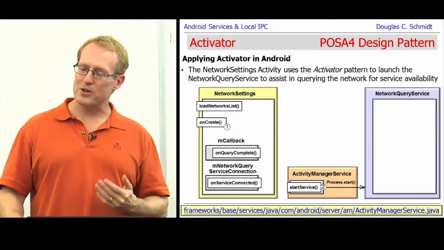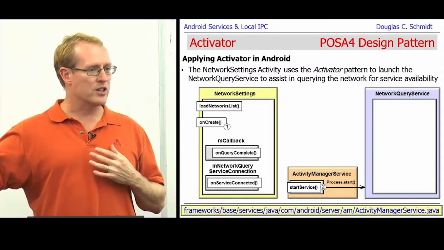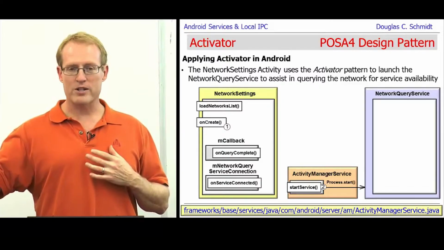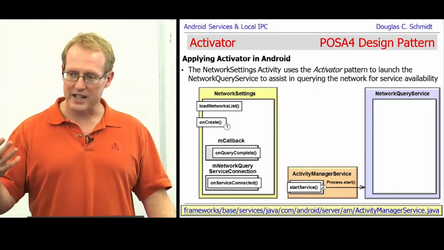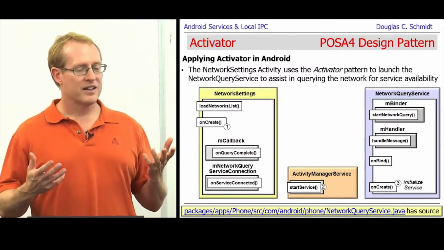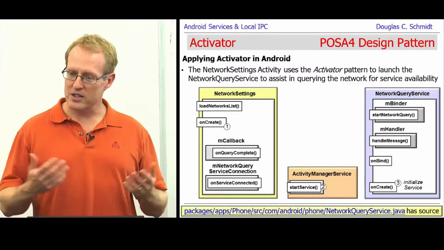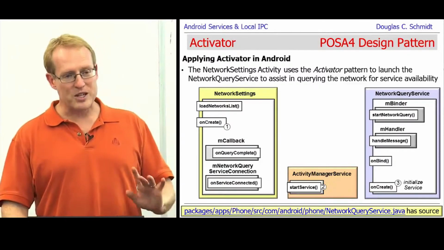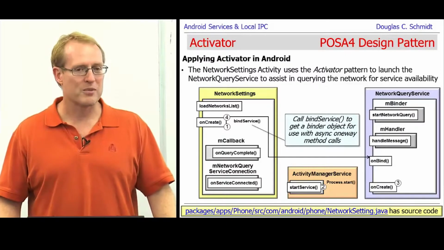The activity manager service takes the request and launches the process to run the network query service if it's not already running. So that's really the Activator part right there. It's activating it on demand. Then the service gets an opportunity to initialize itself via its onCreate lifecycle hook method, and it does what it needs to do. We're not going to look at this in any detail right now, but we'll come back and look at this later when we talk about the broker.